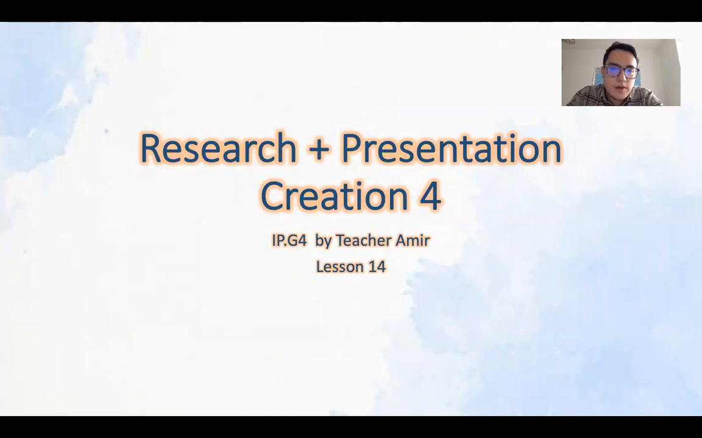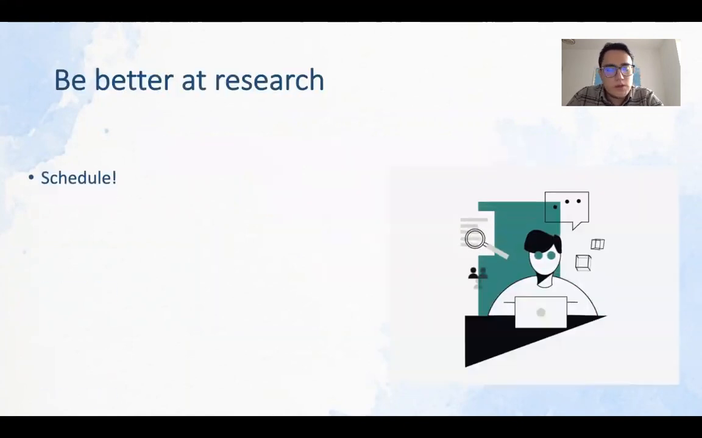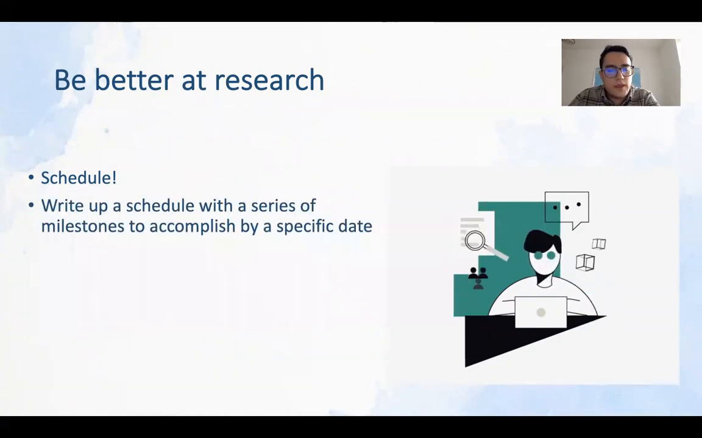Today, we speak about research and presentation creation. So, how can you be better at researching? You need to have a schedule. Write up a schedule with a series of milestones to accomplish by a specific date. What does a milestone mean? A milestone means something that you have to go over, something that you have to do.